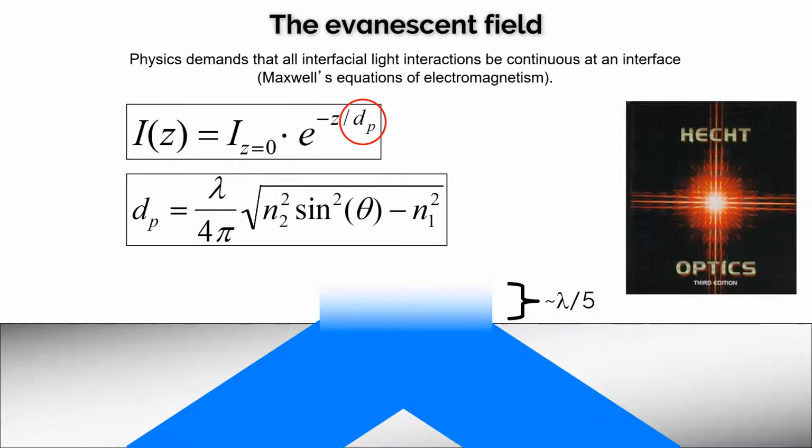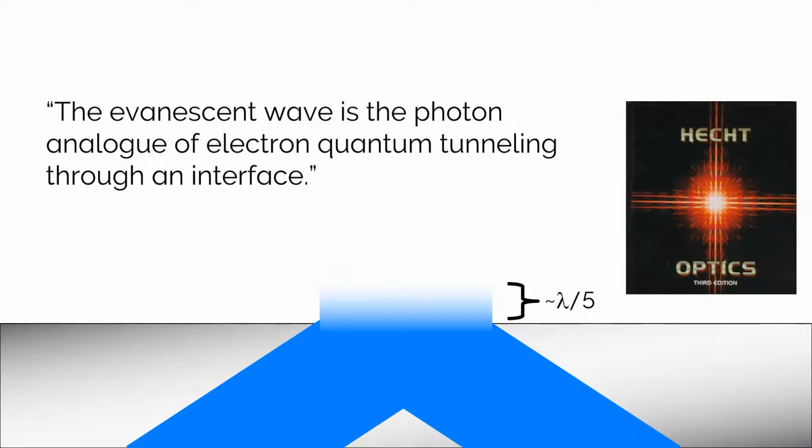The decay constant of the evanescent field, called the penetration depth, dP, depends on the refractive indices of the optical media, the light beam angle of incidence, and the wavelength. Using typical values, the penetration depth works out to be about a fifth of the wavelength of light being used. As stated by Hecht in his textbook, in many ways the evanescent wave is the photon analog of electron quantum tunneling through a dielectric interface.